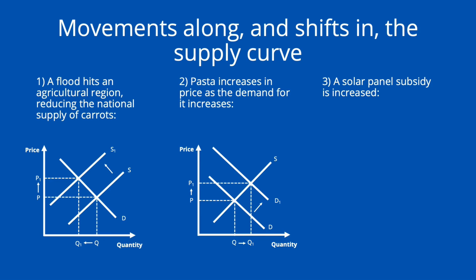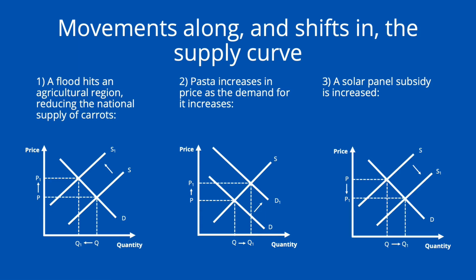From the previous slide we know that changes in price only lead to movements along the supply curve, so in this case what we see is an outward shift in the demand curve leading to an extension in supply along the existing supply curve. Lastly, increasing a solar panel subsidy reduces costs of production for solar panel producers, making more money available to buy more raw materials and increase output. This leads to an outward shift in the supply curve.